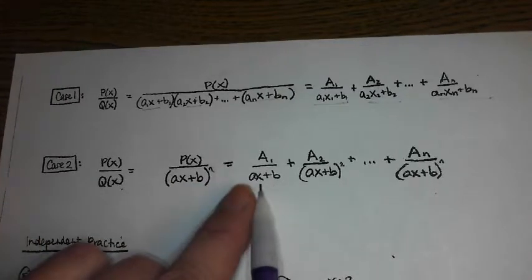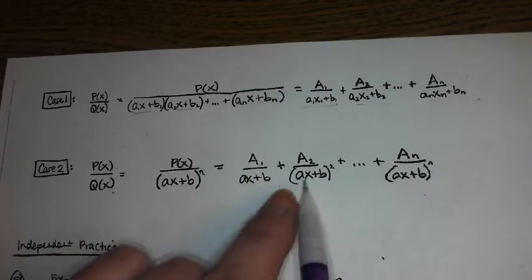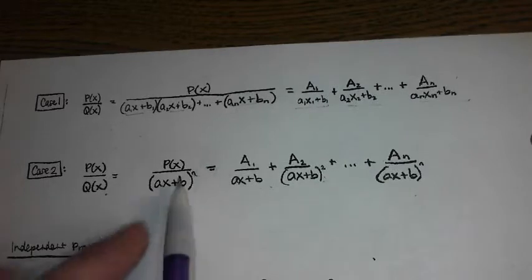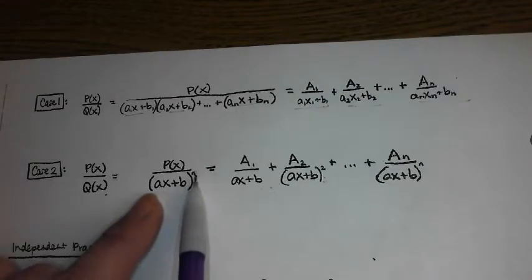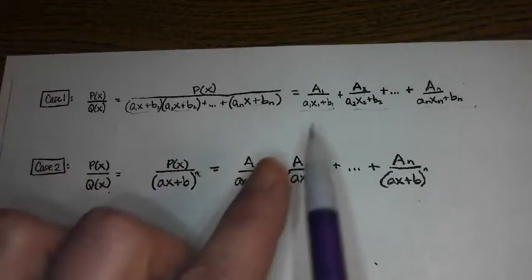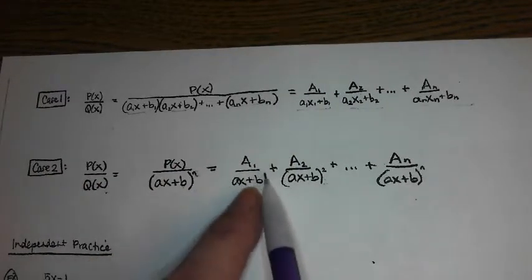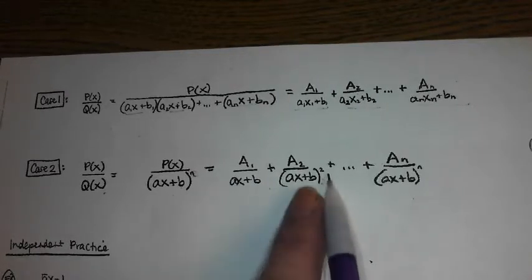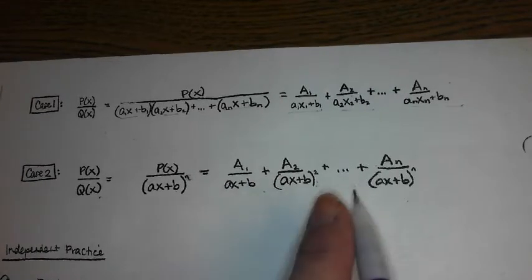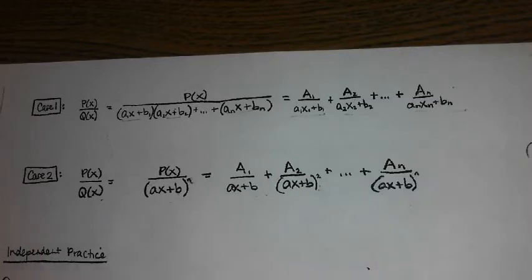So we had just ax plus b, and then the next one was ax plus b squared. But if something had a degree of 5, a linear factor with a degree of 5, you would need 5 different fractions to account for that. One with the denominator just raised to the first power, one raised to the second, the next one raised to the third, the next one raised to the fourth, and so on.